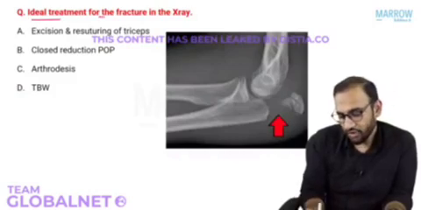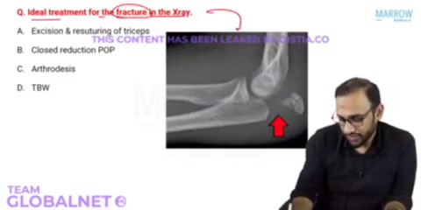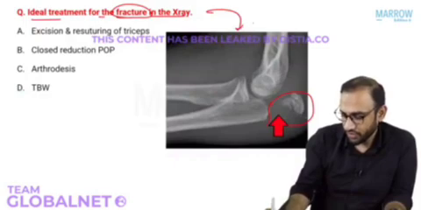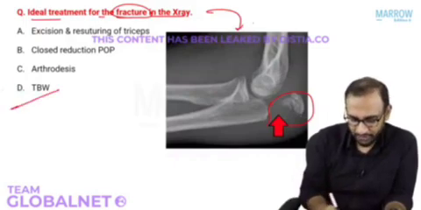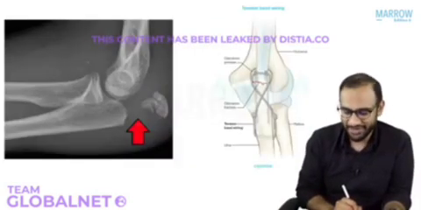Now, the ideal treatment of fracture in the X-ray. So what is the fracture in the X-ray? It is the fracture of the olecranon. The treatment would be open reduction, internal fixation with tension band wiring.